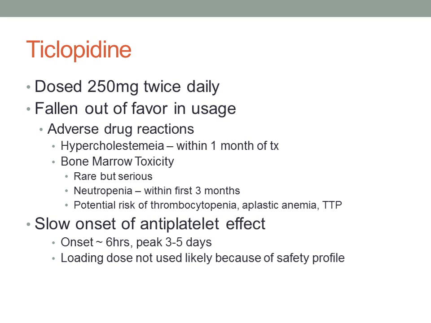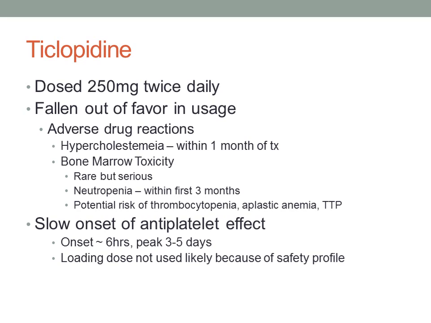Ticlopidine has really fallen out of favor compared to other antiplatelet agents, mainly because of the adverse drug reactions that we can see. You can see hypercholesterolemia with ticlopidine within about 1 month of treatment, and then also probably the most severe is the bone marrow toxicity. It's a rare but serious ADR. You can see neutropenia sometimes within the first 3 months, and there's also potential risk of thrombocytopenia, aplastic anemia, and TTP.